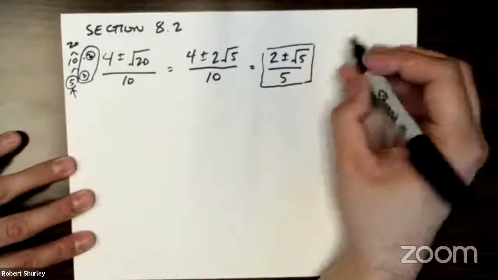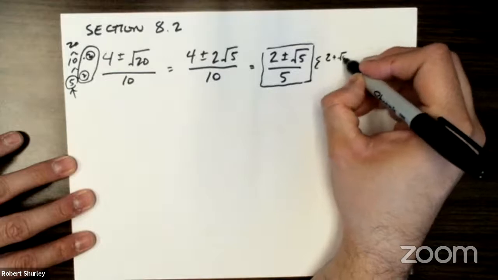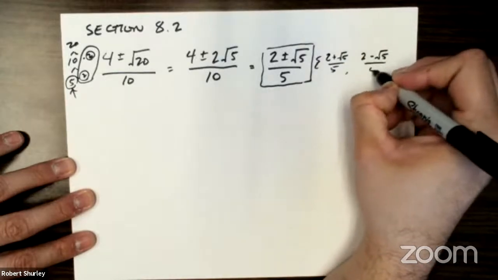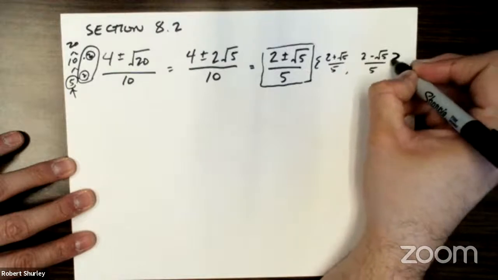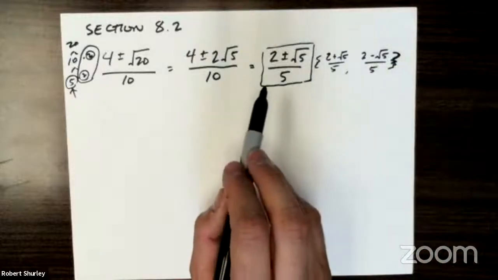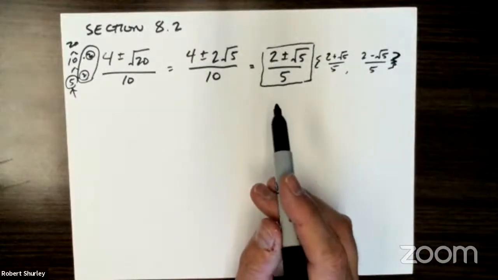Now, look, you can write it as 2 separate answers, right? You can write it as 2 plus the square root of 5 over 5 and 2 minus the square root of 5 over 5. There's nothing wrong in that. And on the test, you might see the multiple choice answers written that way, okay? But because I'm going to be a little lazy today, just write them as plus or minus.